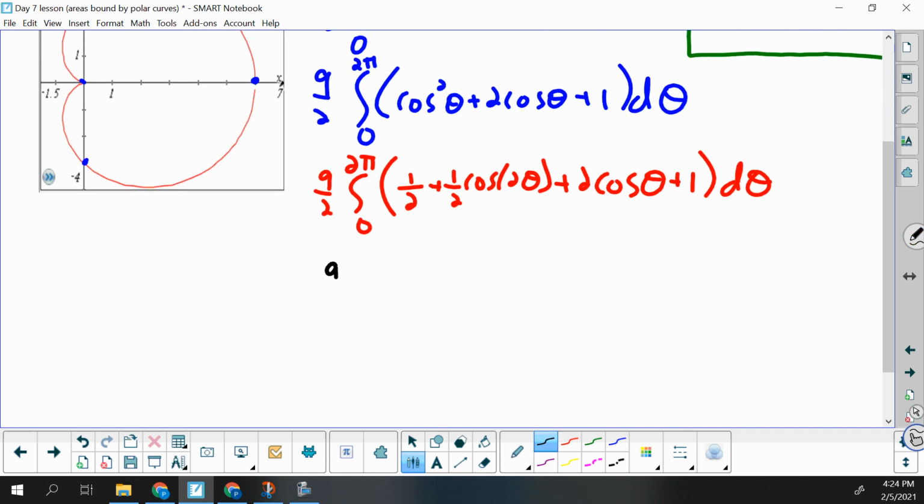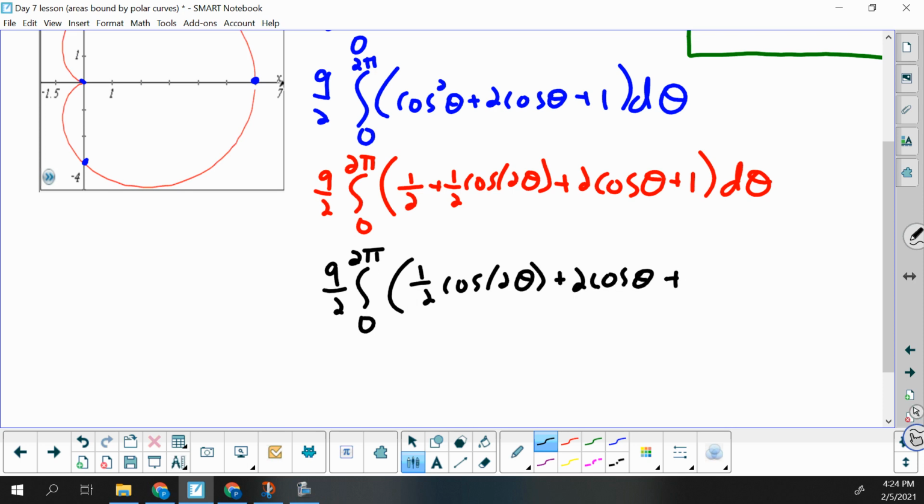And we'll just do a quick combining of like terms before we take our antiderivative. So that's going to be a half cos 2 theta plus 2 cos theta plus 3 halves.